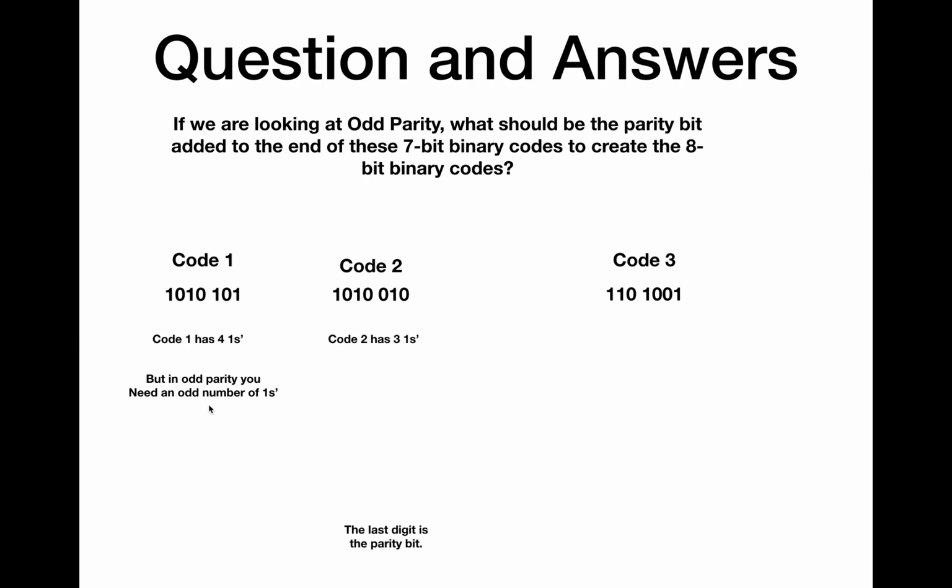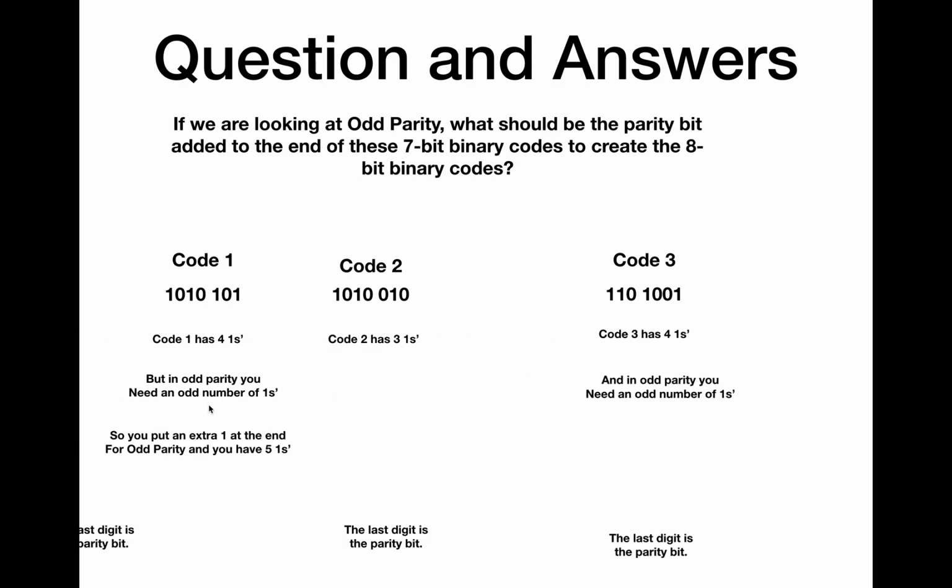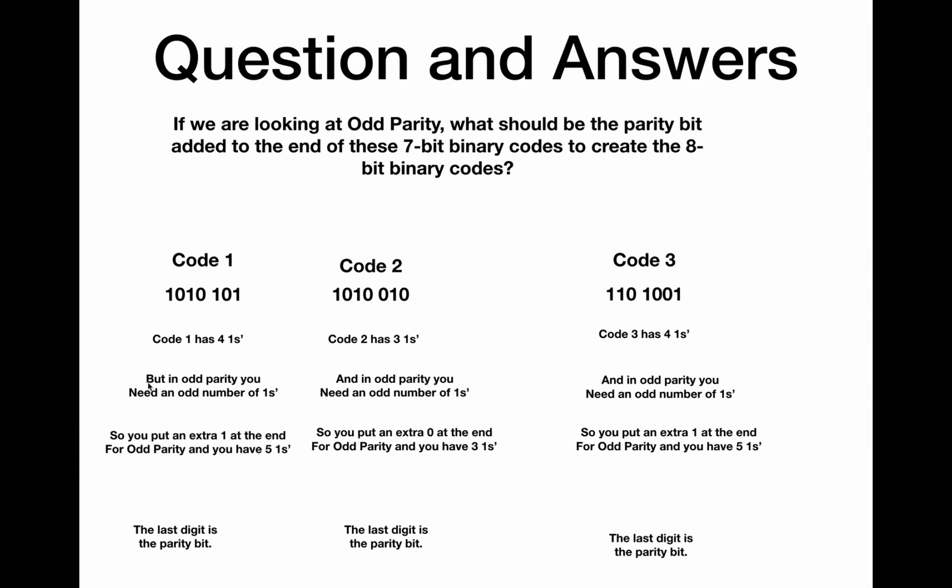Okay, let's put this all on here. So, you have odd parity, you need an odd number of ones. So you put an extra bit at the end for odd parity, and you have 5 ones here: 1, 2, 3, 4, 5. The last digit is the parity bit. So this is your answer here.